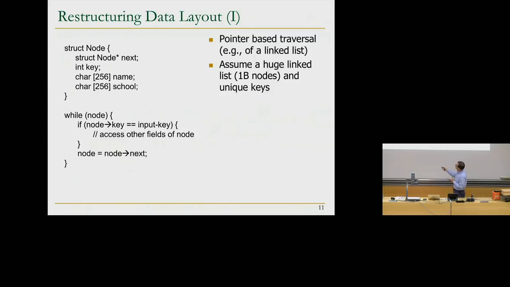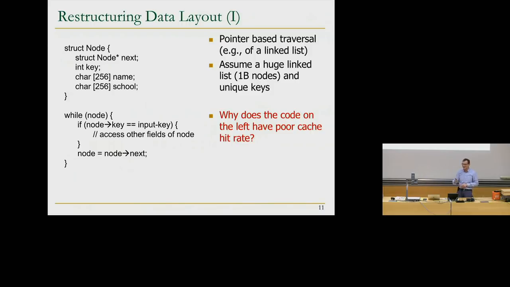So we input a key, and we're checking if the key of the node is equal to the input key. So it could be student ID, let's say, right? Or it could be ID of a person. And if they're equal, then you access the name and the school, and you maybe print it out. Otherwise, you go to the next structure, next node in the linked list. Does anybody see a problem with this in terms of caching?